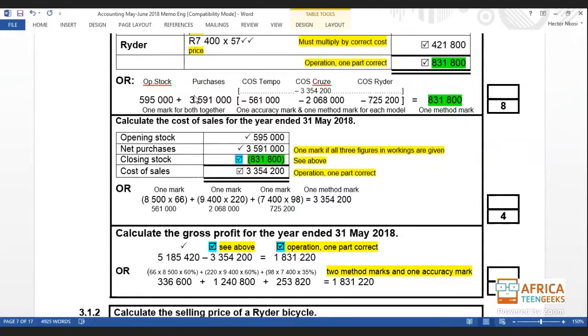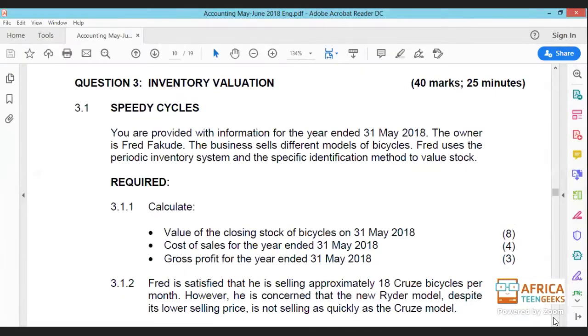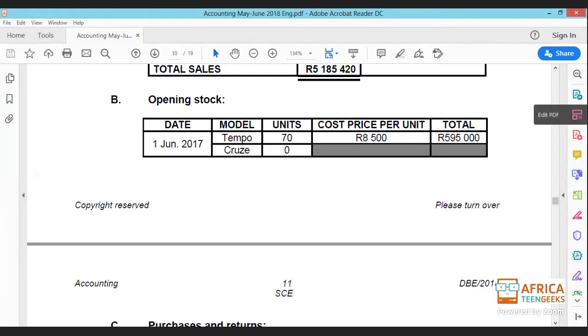And now if we look at this theory question, it says to us here, sorry about that.